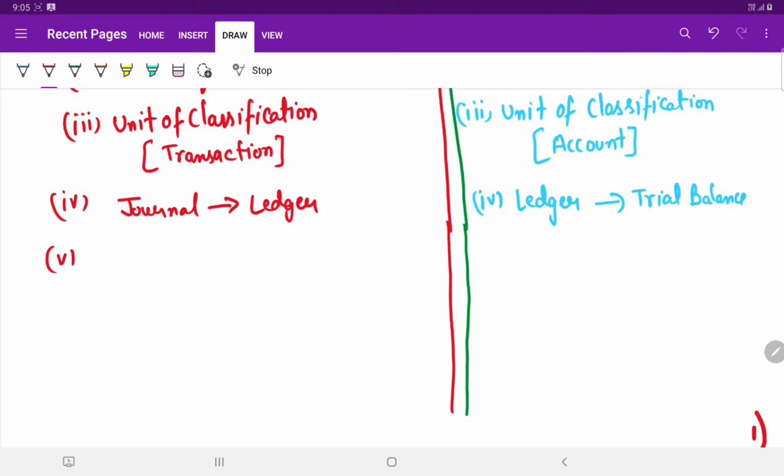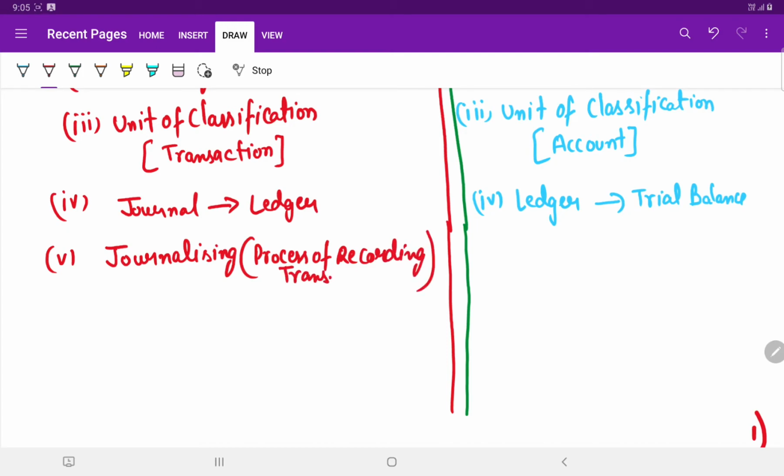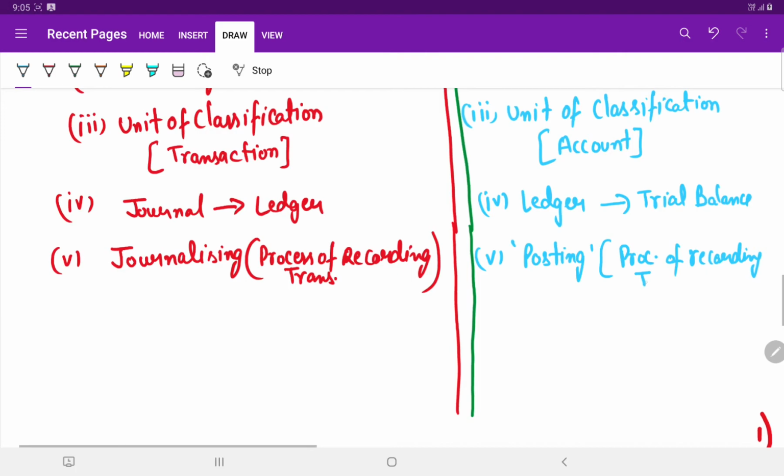Then the process of recording the transactions in a journal is known as journalizing. It is a process of recording transactions in a journal, whereas in case of the ledger, it is known as posting. The word posting is used for recording of transactions in a ledger.